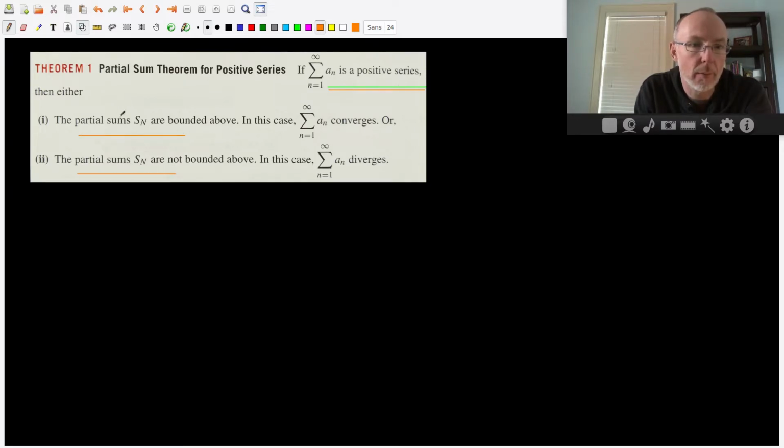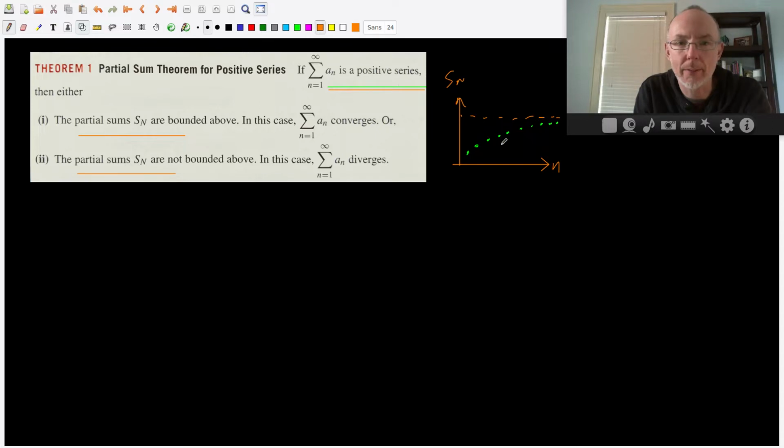So if they're bounded above, what that means is if I were to look at the partial sums, there's the n value, there's the S n value, and here's my bounded above idea. And again, go back to 11.1 if you want to have a recollection of what this means. But if it's bounded above, it means horizontally, it's got a line above it that it never gets to, right? It approaches, or asymptotes maybe to that value, but it never crosses that value. It never gets bigger than that value.